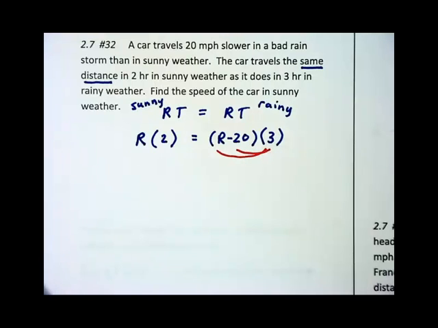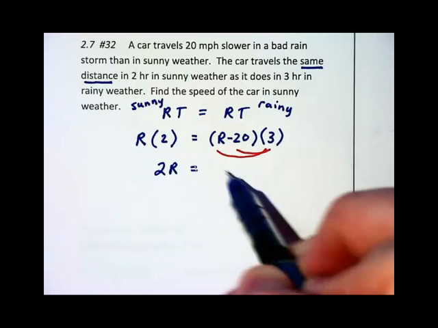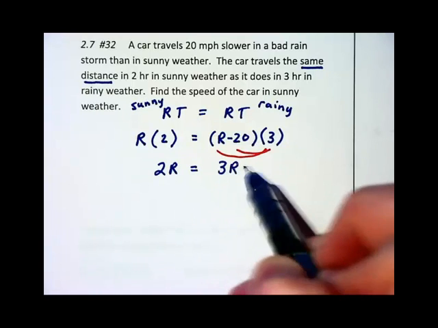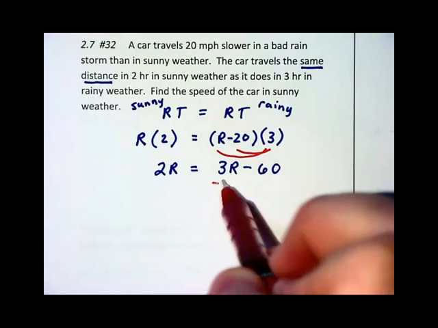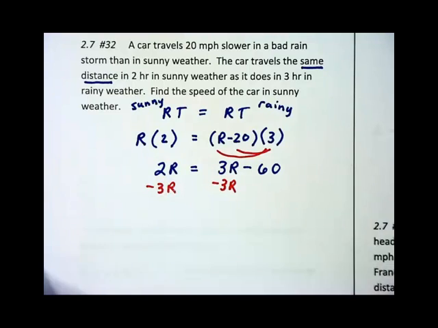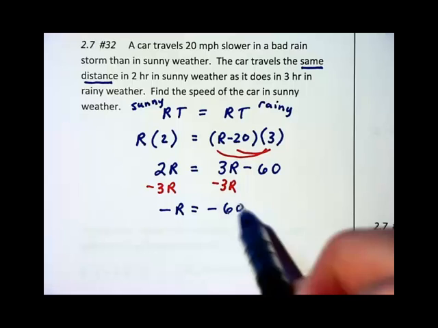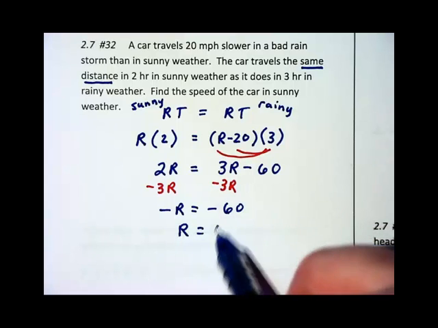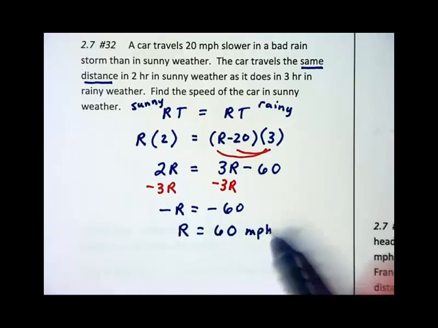Now all we need to do is some distribution perhaps on the right and clean this all up. The left side is 2R. The right side will become 3R minus 60. I'm going to get all the variables to one side by subtracting 3R on each side. That will give us negative r equals negative 60, and therefore r is going to equal 60. The units are miles per hour.